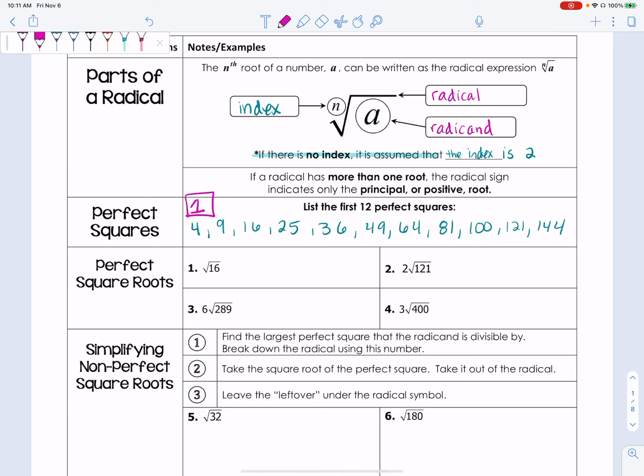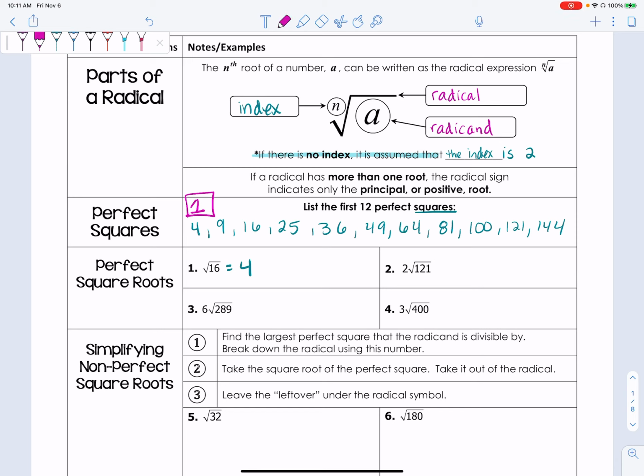number 1. Okay, the square root of 1 is always going to be 1. It's a number that a lot of us forget about when we're talking about simplifying radicals or perfect squares. So if we look at the first 4 examples, perfect square roots. So 16, we know that 16 is in fact a perfect square. Now we have to think about what the square root of 16 is. We have to think backwards. What times itself is going to give us 16? And that answer is going to be 4.